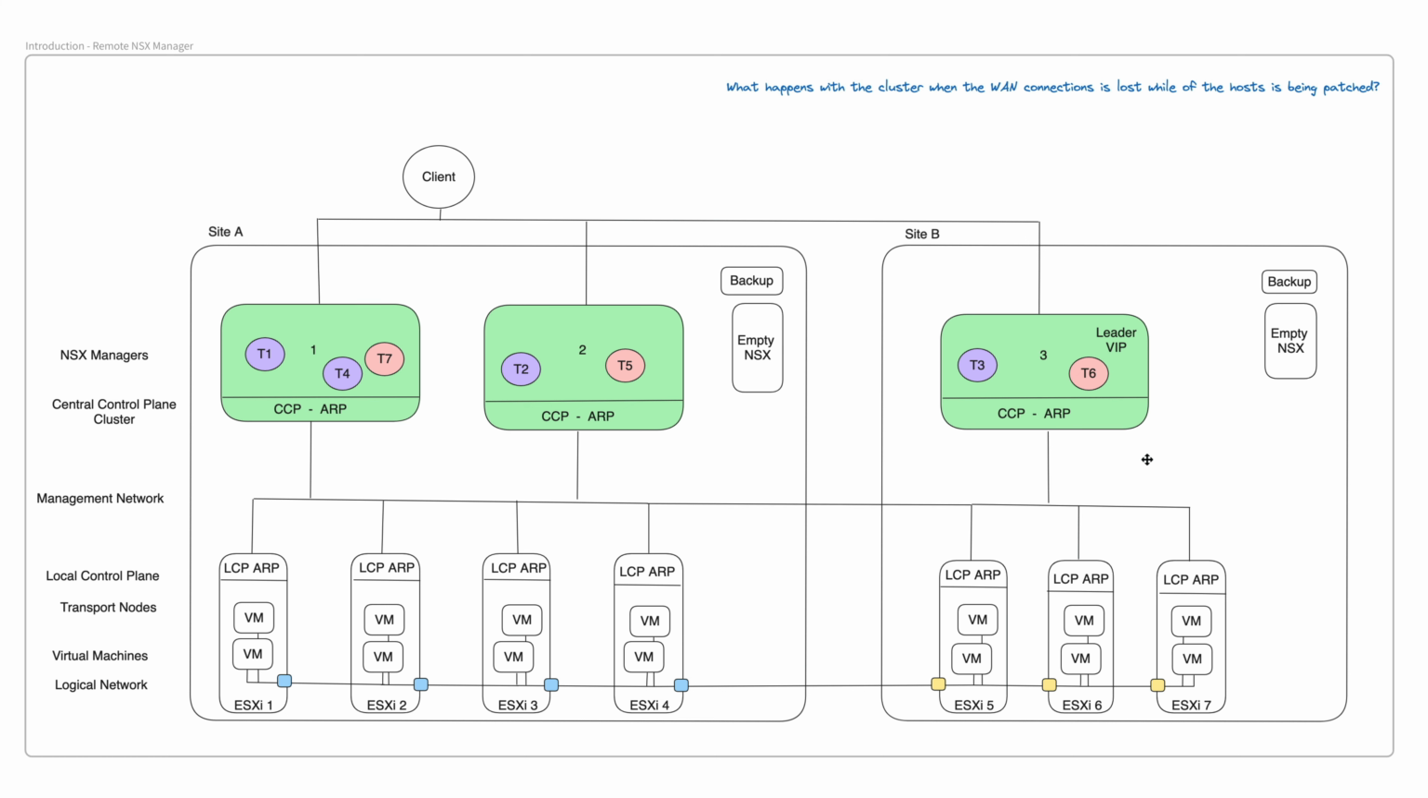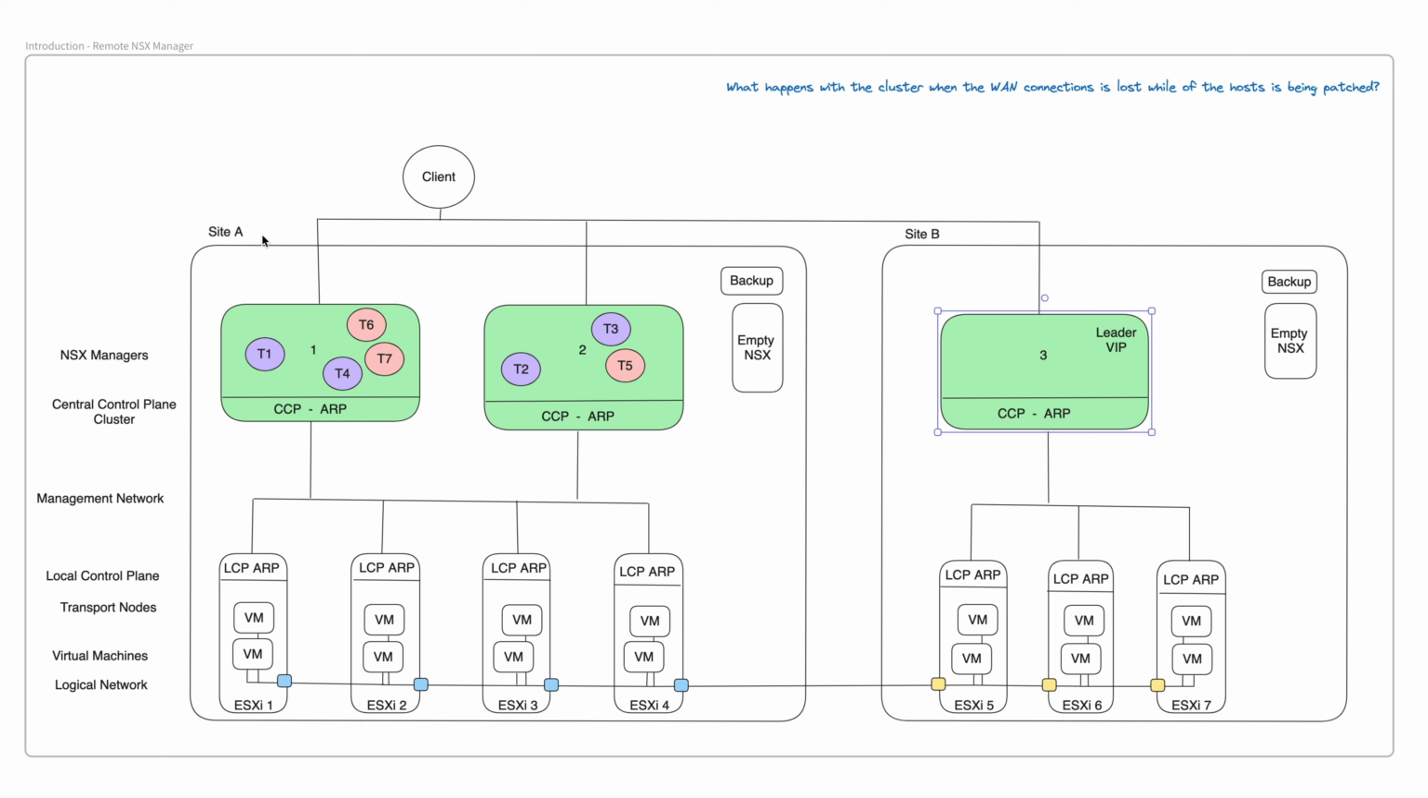So if you lose this connection and these two hosts are still up, if this host is still up and running and this host is still up and running, then you still have a majority and you're able to manage the hosts on site A. Not on site B, because this connection is gone. This host will bring itself down. It will step out of the cluster.